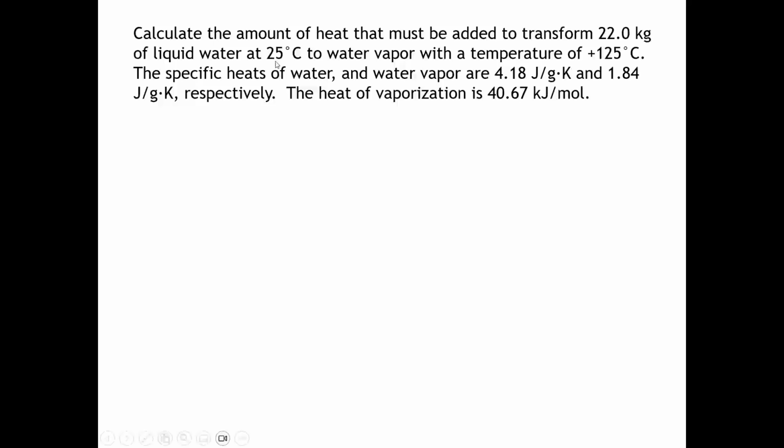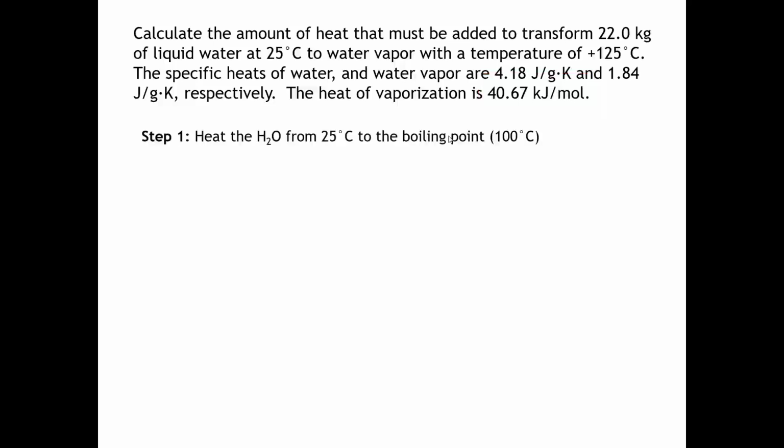We're going to heat it from 25 degrees C, where it's a liquid, to 125 degrees C, where it's a gas. And we want to calculate how much energy we need to put in to make this process happen. So the specific heat of water is given here, liquid water. When it is either ice or gas, you have a different specific heat. And the specific heat for water vapor is 1.84 joules per gram Kelvin. And we know from our earlier slides that the heat of vaporization is 40.67 kilojoules per mole.